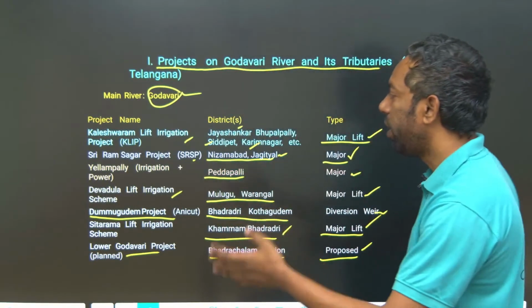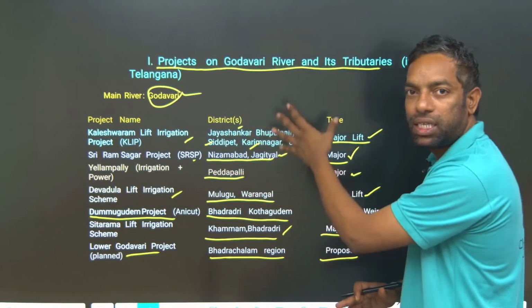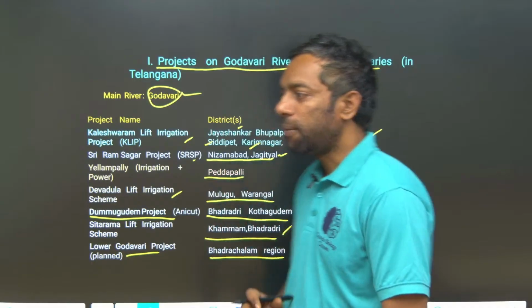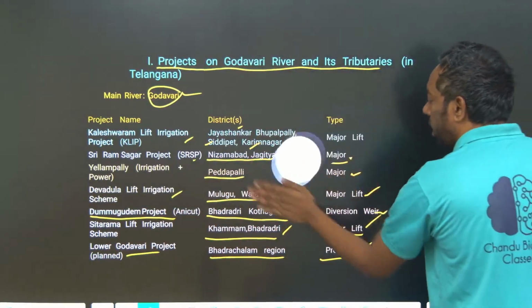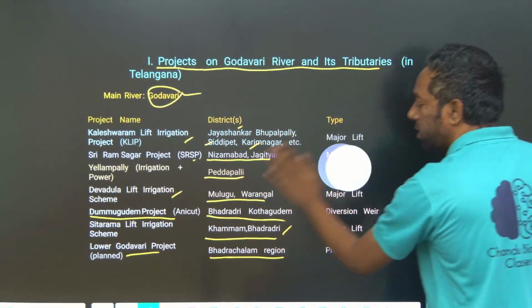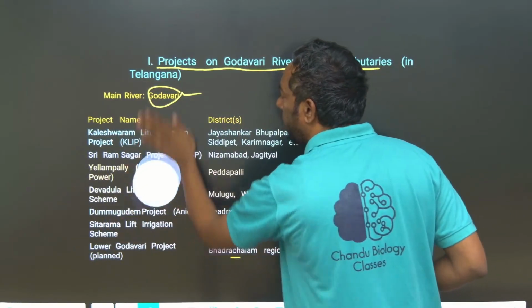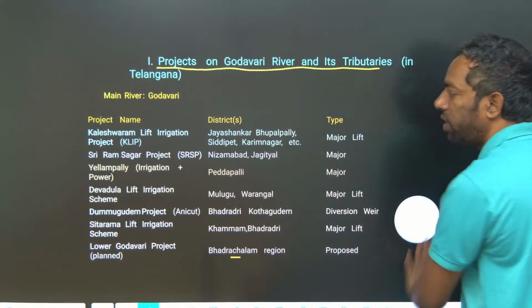In that way I made it especially for Godavari river projects and Godavari tributary irrigation projects. You have to find it, guys. These are all major lift irrigation projects based on the river Godavari.